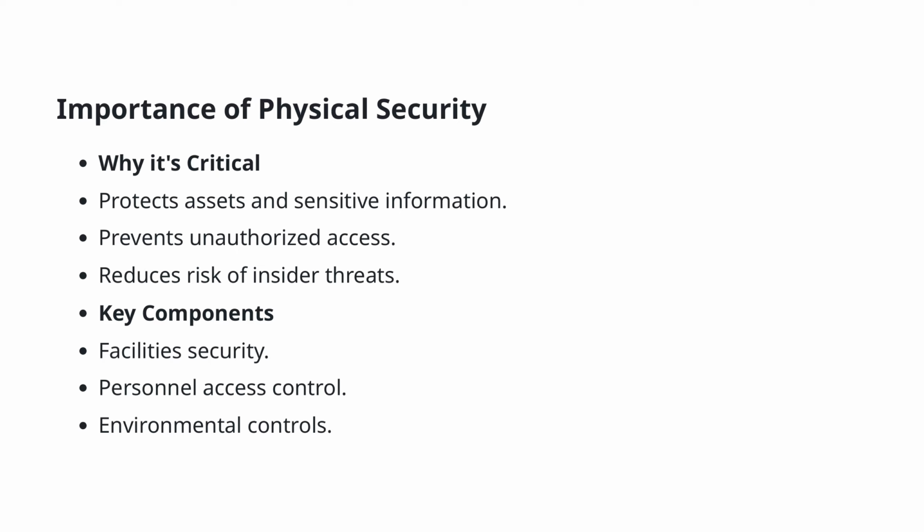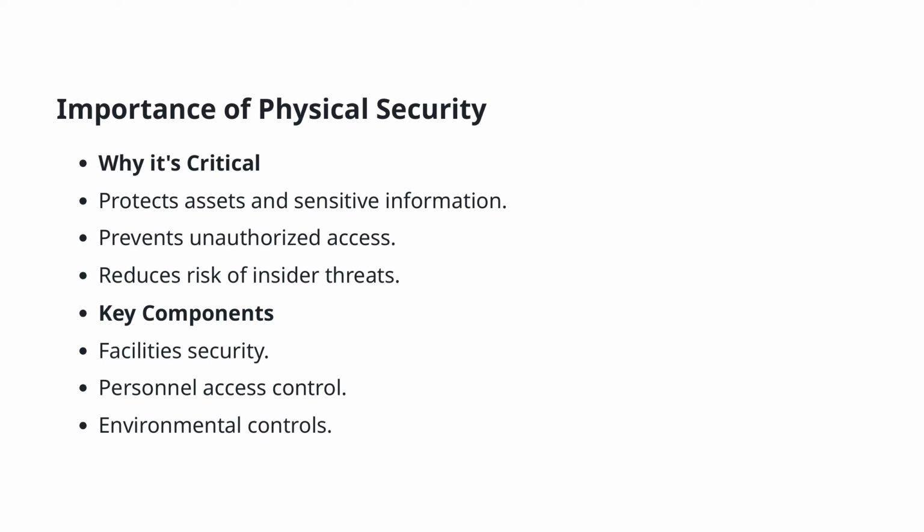Understanding the importance of physical security is essential for safeguarding assets and sensitive information within any organization. Physical security measures protect against unauthorized access and help reduce the risk of insider threats. There are key components to consider. Facility security involves securing the premises with measures such as perimeter defenses, and personnel access control ensures that only authorized individuals can enter specific areas. Environmental controls are also vital for maintaining a secure setting and preventing physical threats. By focusing on these aspects, organizations can create a robust physical security framework that mitigates risks and enhances their overall security posture.